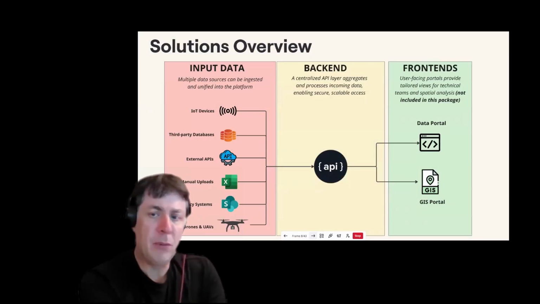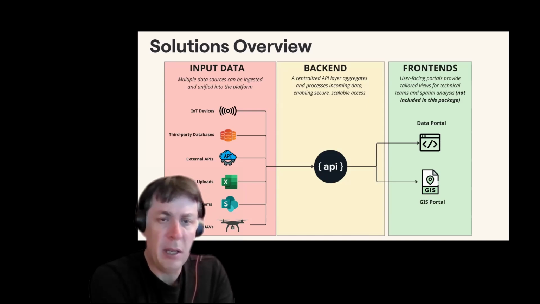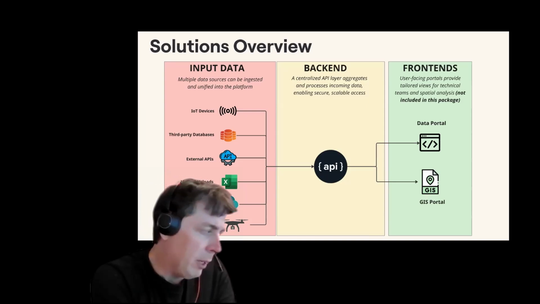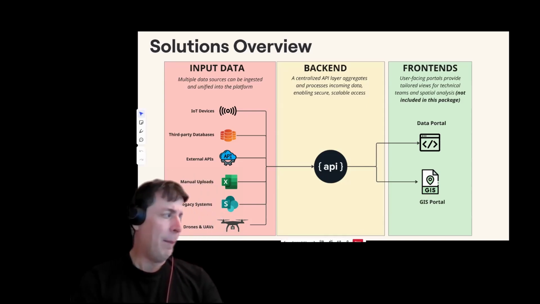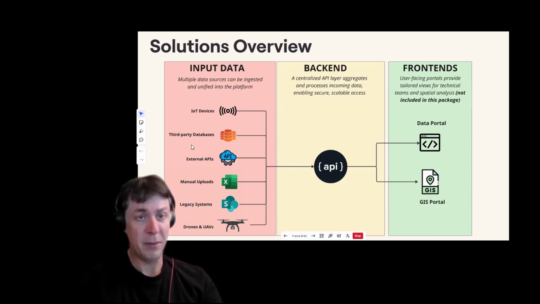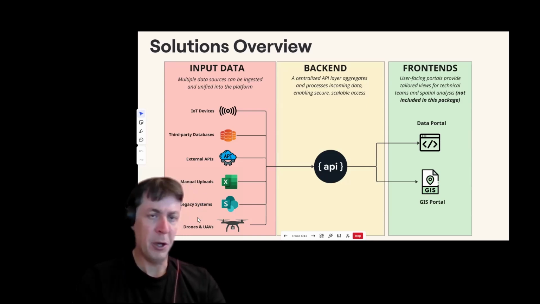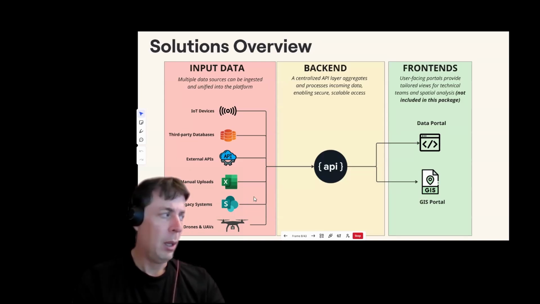So today we're here to talk about APIs, and APIs are kind of the heart of systems. In any system, you've got an awful lot of data that you've got to interface to. On the project that I'm working on right now, we've got IoT devices, third-party databases. We've got a whole bunch of external APIs, manual uploads, legacy systems that run in SharePoint, and data from drones and UAVs, which is like huge amounts of data as well. Like it's really a lot.